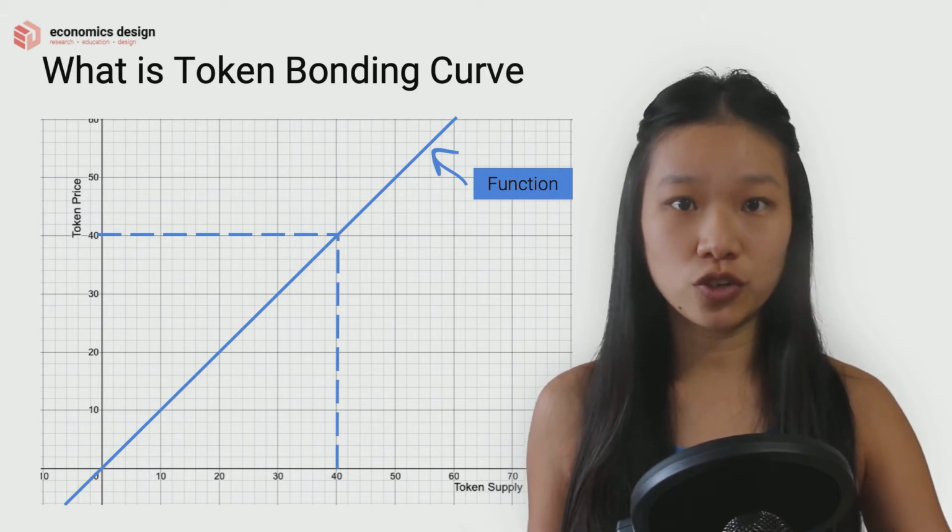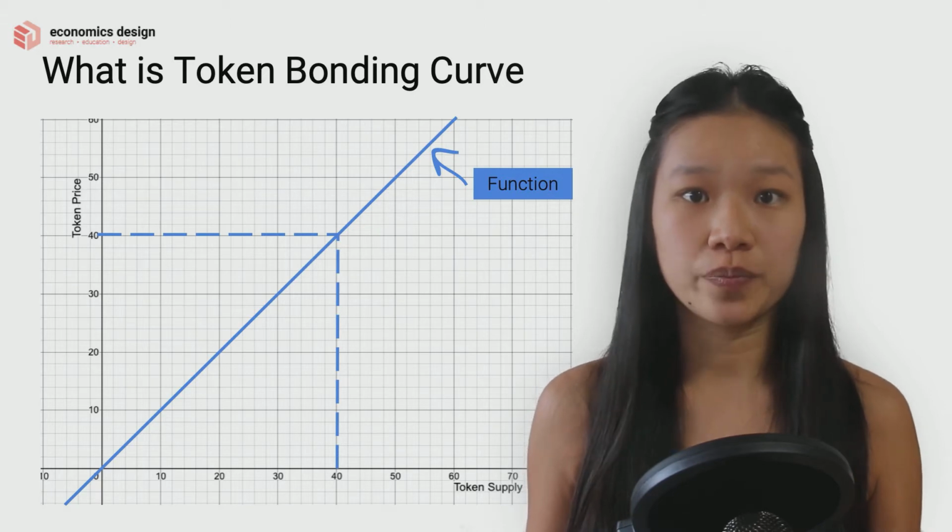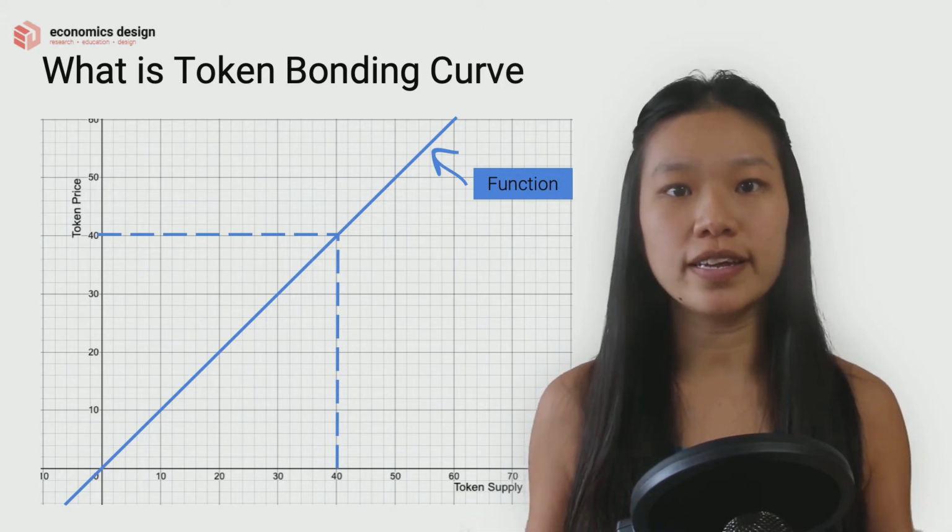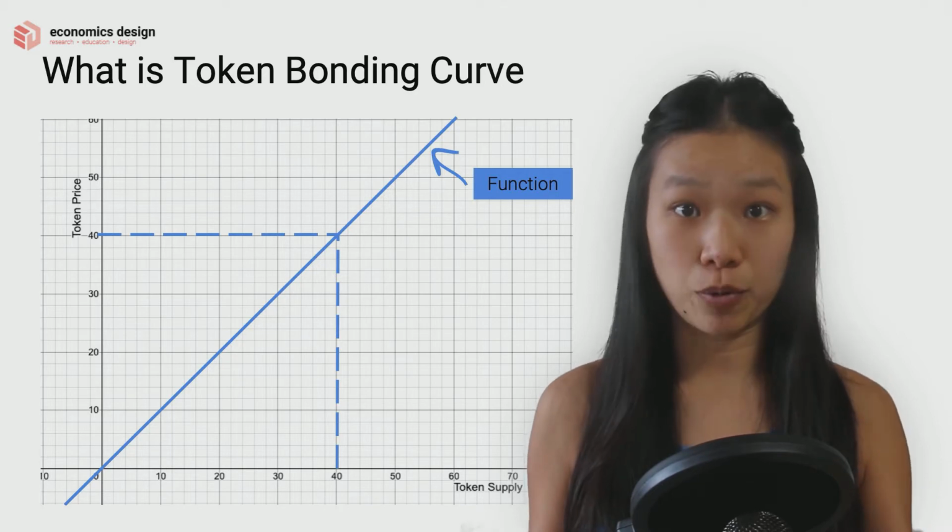And then you correspond it to, at that point, what is the y-axis? What is the token price? That's 40. So this function really just ties in the relationship between the supply and the price.